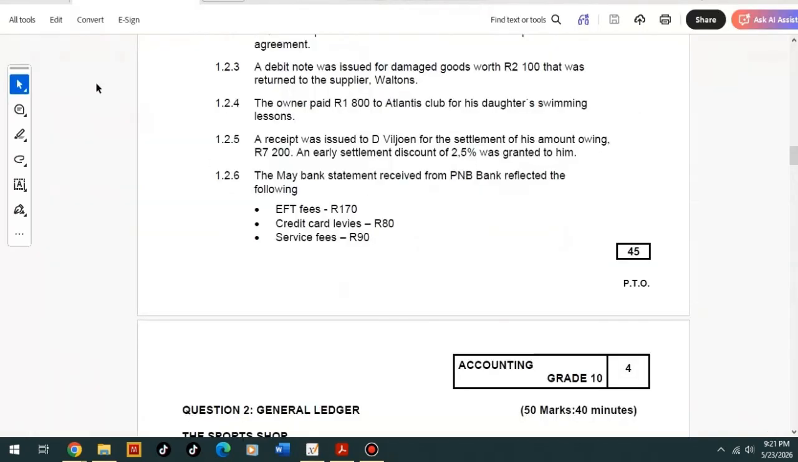Then the next transaction is from the bank. The bank statement received from the bank reflected the following. EFT fees are expenses, 170 rands. Then credit card levies, 80 rands. Service fees, 90 rands. So how are we going to deal with this?